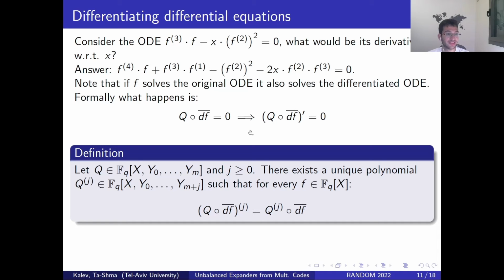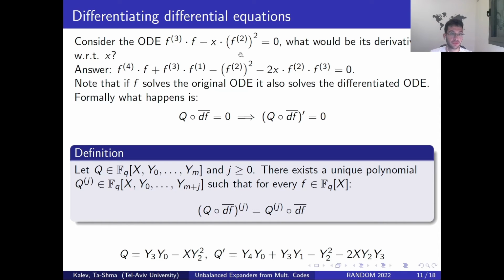definition/existence claim, which says that given q, a polynomial, which we will think of as our differential equation, there exists a unique polynomial, qj, such that for every f, q composed with df's jth derivative is the same thing as qj composed with df. And this is exactly what we did here. If I write this differential equation in polynomial form, then its derivative is just this differential equation in polynomial form. So this definition captures this intuitive idea.